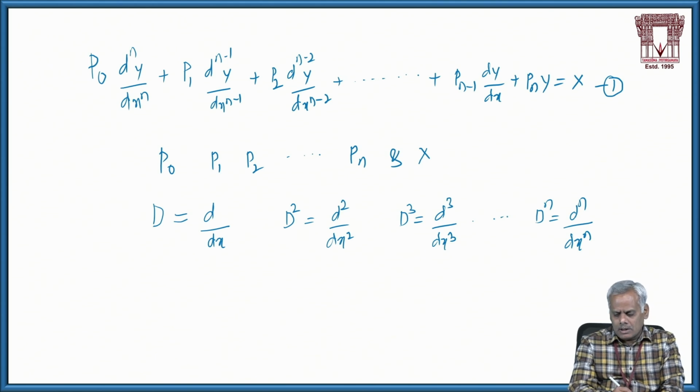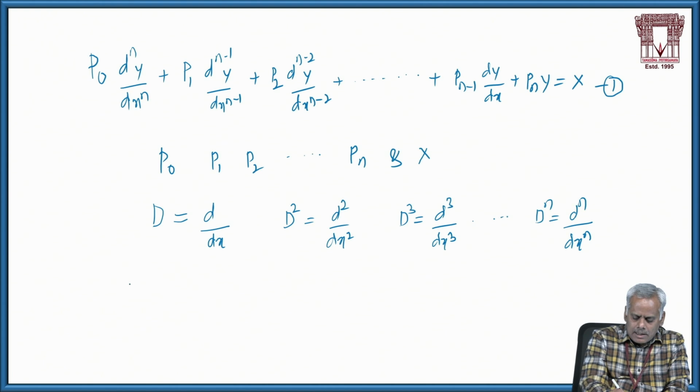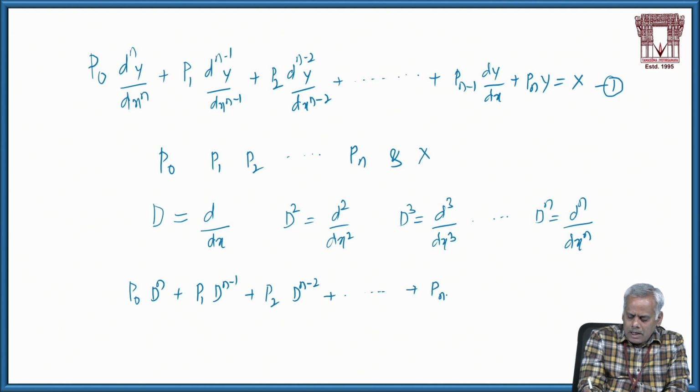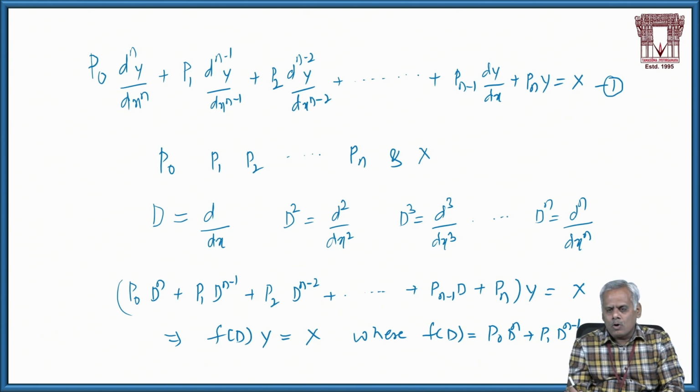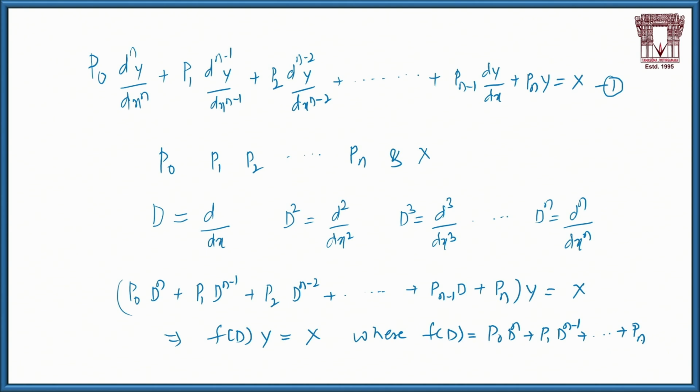Now, by using these notations, equation 1 can be written as (P naught D^n plus P1 D^(n-1) plus P2 D^(n-2) plus up to Pn minus 1 D plus Pn) of y is equal to X, or f of D of y is equal to X, where f of D is P naught D^n plus P1 D^(n-1) up to Pn, that is a polynomial of degree n in D.